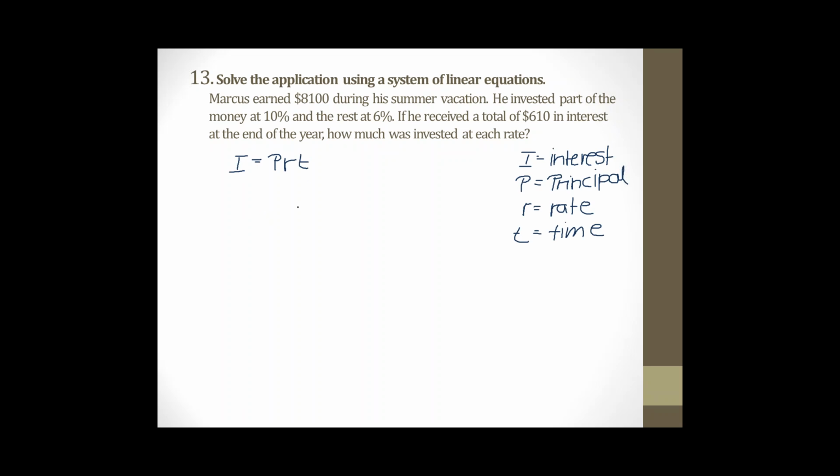And usually for this type of problems, I like to set up a little table. And I'm going to have two different accounts, right? One that is at 10% and the other one at 6. So this is my first account. And my second account. And then in the bottom would be my total.